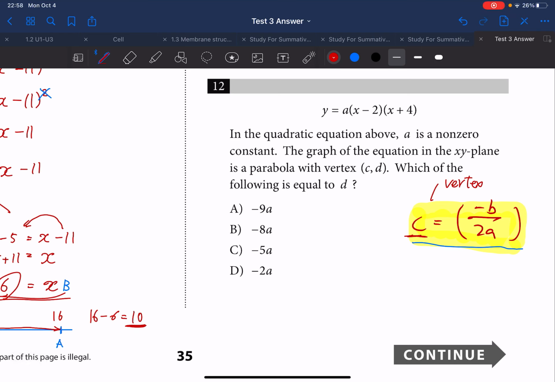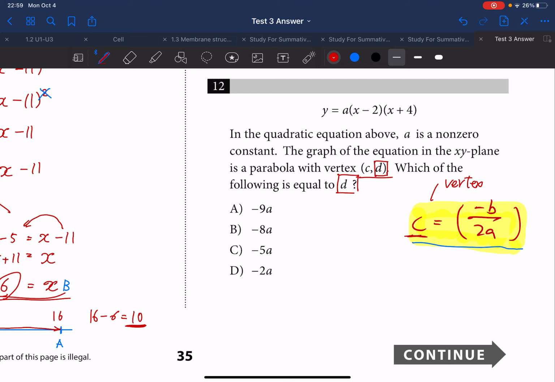Hello everyone. Question 12. In the quadratic equation above, a is a non-zero constant. The graph of the equation in the xy plane is a parabola with vertex (c, d). Which of the following is equal to d? Okay? So our purpose is to define this d right here.